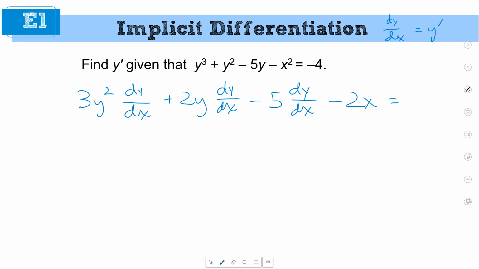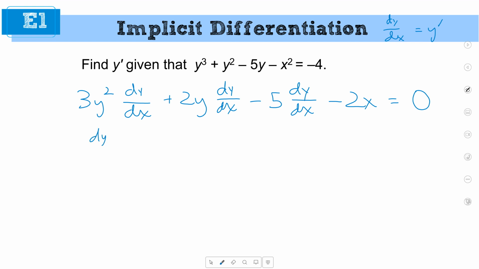The single most common mistake when working with implicit differentiation is the following. What's the derivative of negative 4? 0. Okay? My opinion is that implicit differentiation is pretty easy. What makes the process difficult is that I haven't found the derivative yet. I have to solve for the derivative.